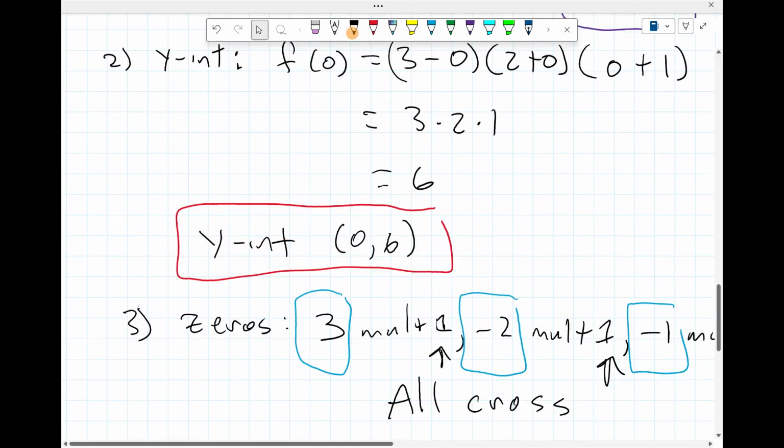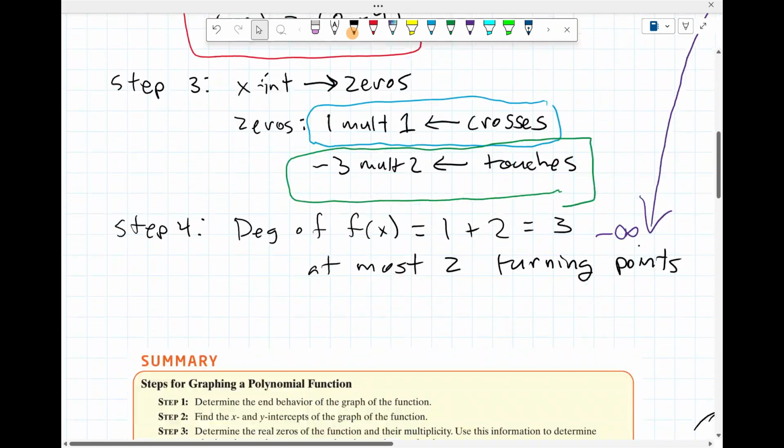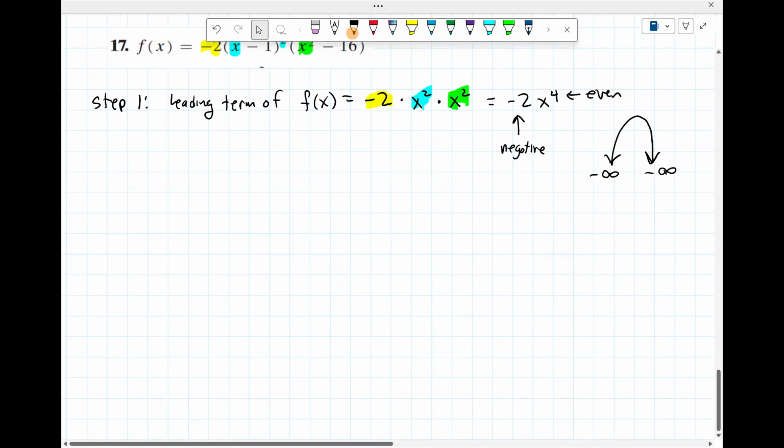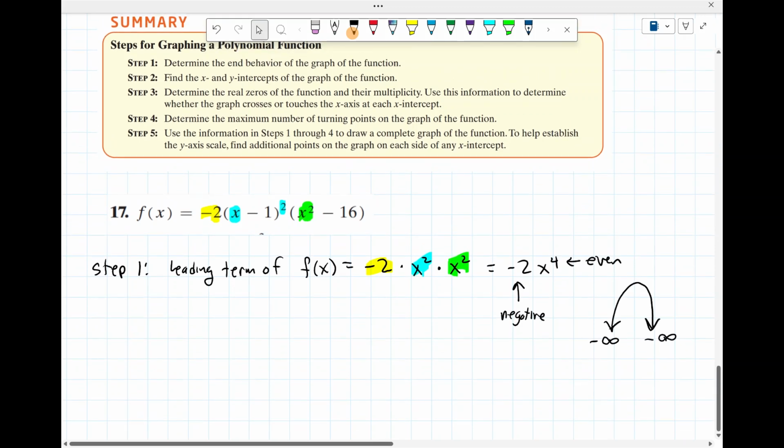All right. So we have our end behavior of our function. We know that on the left and the right, it goes to negative infinity. Next, I am just going to find the intercept, step 2.